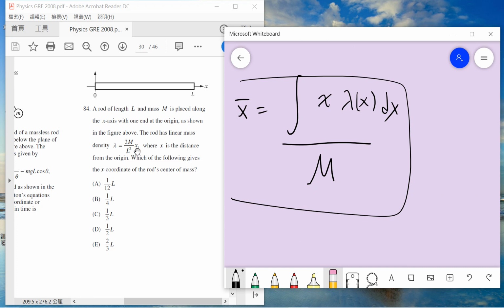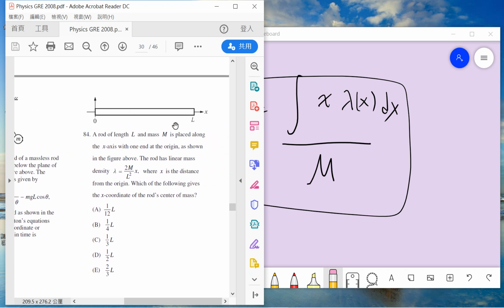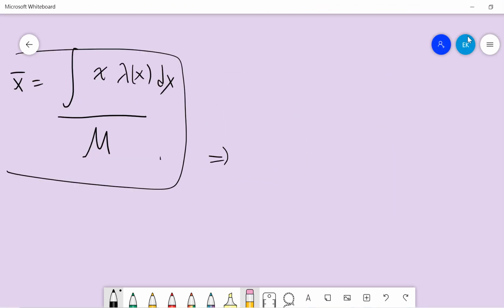By the way, you can see the density is linear in x, so that means the center of mass should be to the right, larger than L divided by 2, because when x is larger, the density is larger. So the right half should contain more mass. Okay, so how about we do the integral? Nothing special. We just plug in x and do the integration.